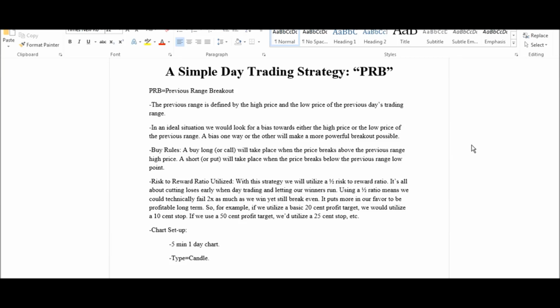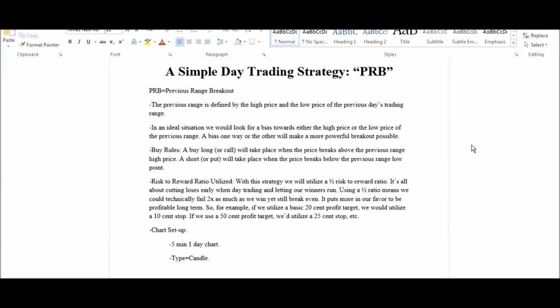The very simple buy rules: a buy long, or a call if you're an option trader, will take place when the price breaks above the previous range high price. Okay, so when the price breaks above the previous range high price, you would go long. A short, or put for those who trade options, will take place when the price breaks below the previous range low point. So if we break below the low point of the previous range, we're going to be going short on that specific stock.